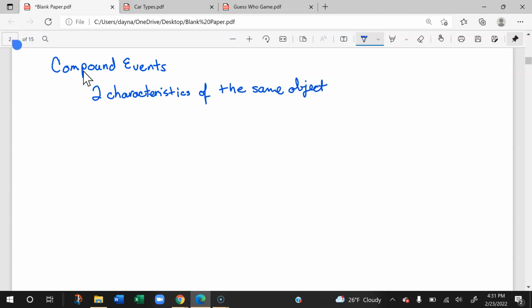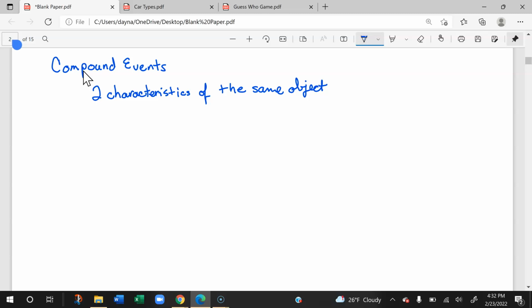So in other words, like a blue ball or a black cat. So you're talking about the ball, the fact that it's a ball, and the fact that it's blue. Or you're talking about the cat, it's an animal, but it's a cat instead of a dog, and that it's black. So you're looking at two characteristics of the same object.